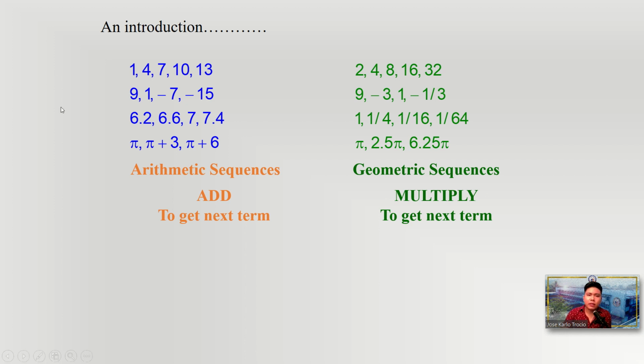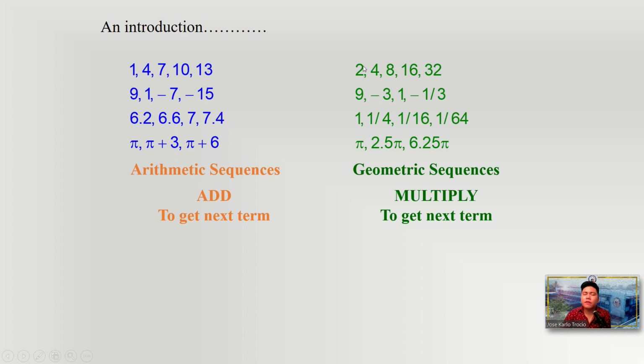Let us appreciate it even more. 1 minus 9, that is negative 8, I guess. Okay, negative 7 minus 1, negative 8. Negative 15 minus negative 7, that is negative 8. How about here? Look at here.